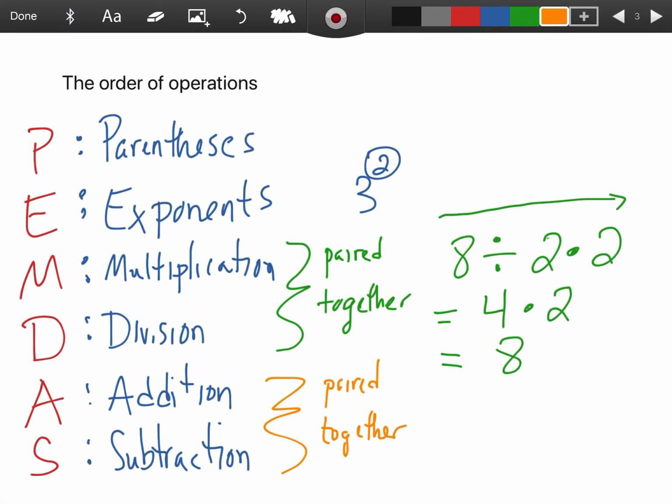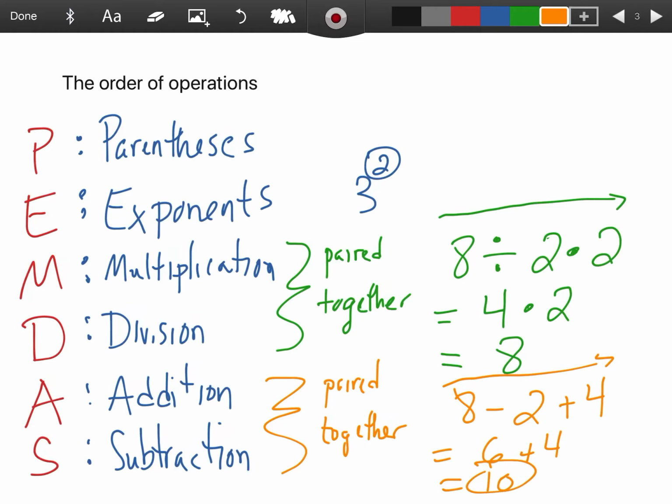Okay, so if I had, let's do 8 minus 2 plus 4. You don't do the addition first. We're going to read it left to right. So we do 8 minus 2 to get 6. And then we'll add the 4 after to get 10.